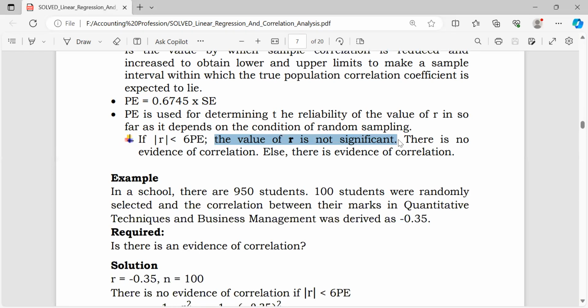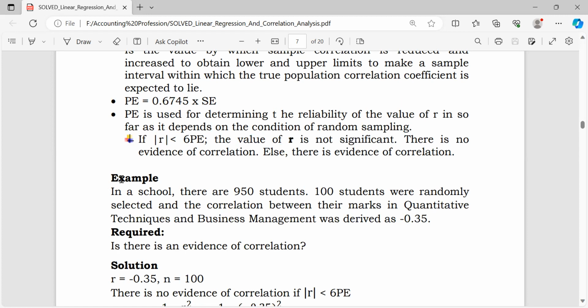Let's say you are comparing advertisement and revenue. You cannot expect to increase advertisement to reliably get more revenue. So we say the correlation coefficient is not significant, and so there is no evidence of correlation. In case it is the opposite, we say there is evidence of correlation.